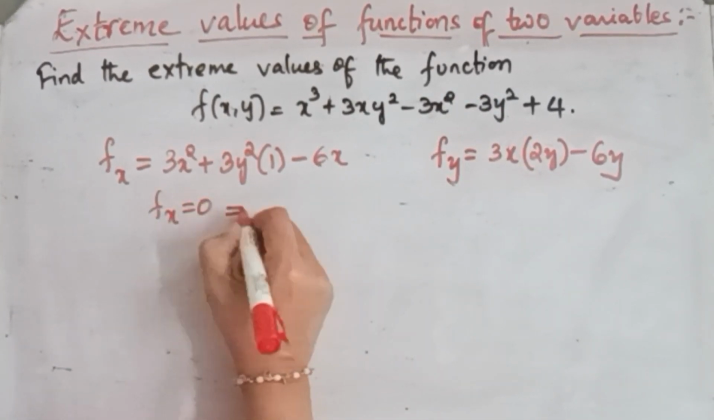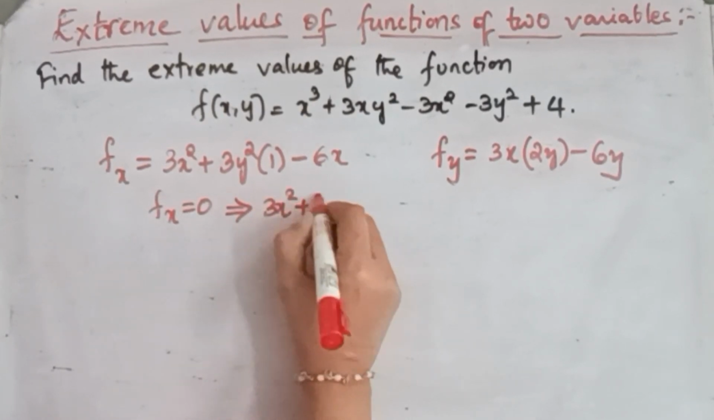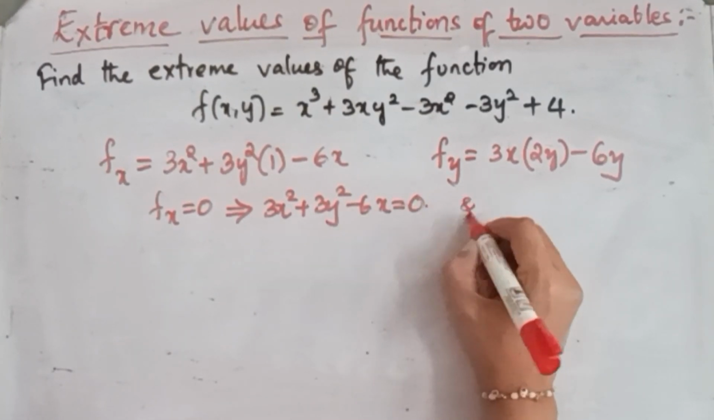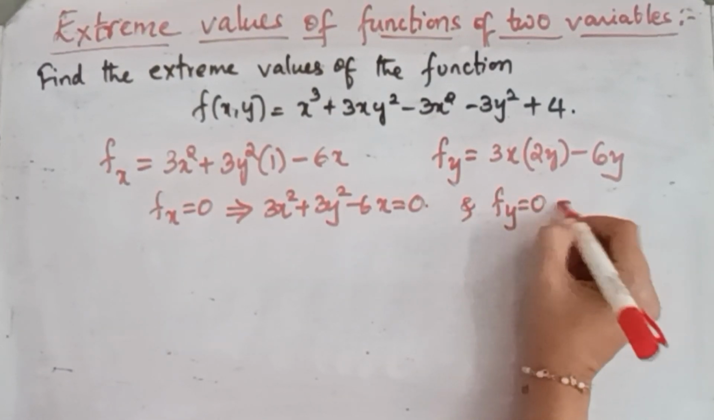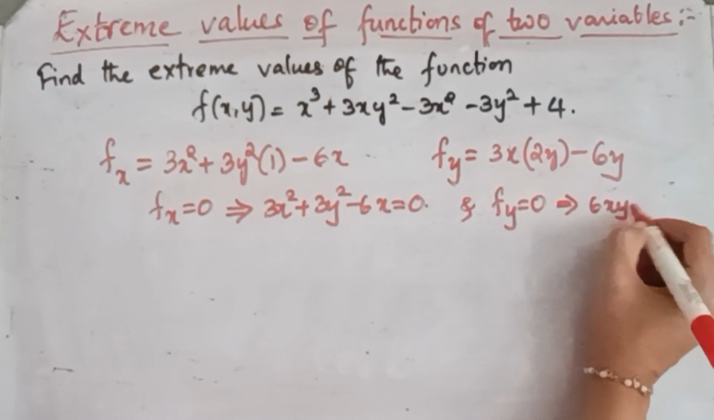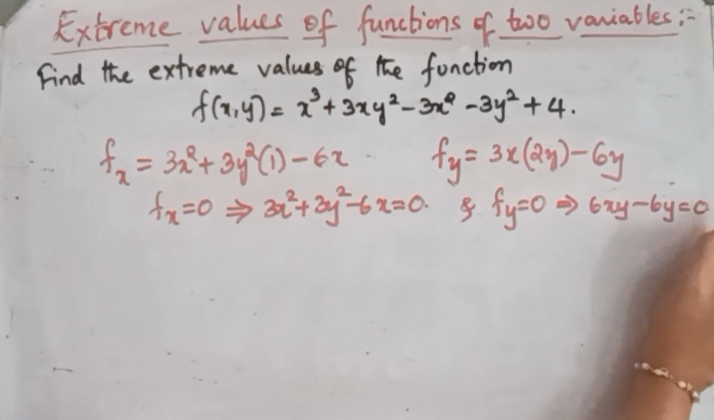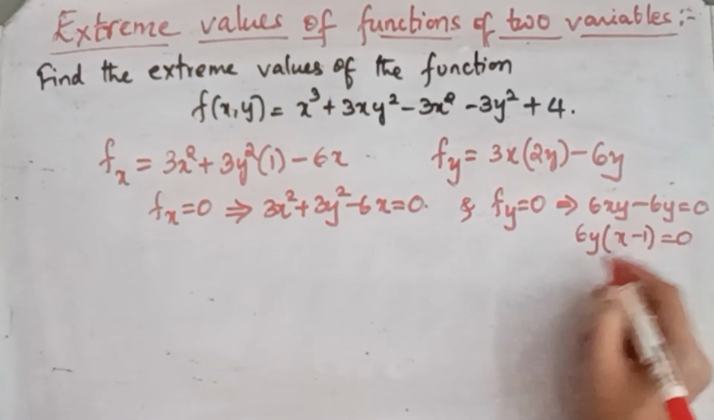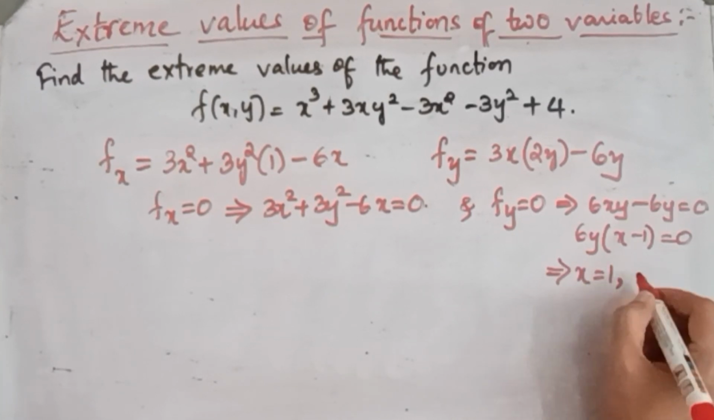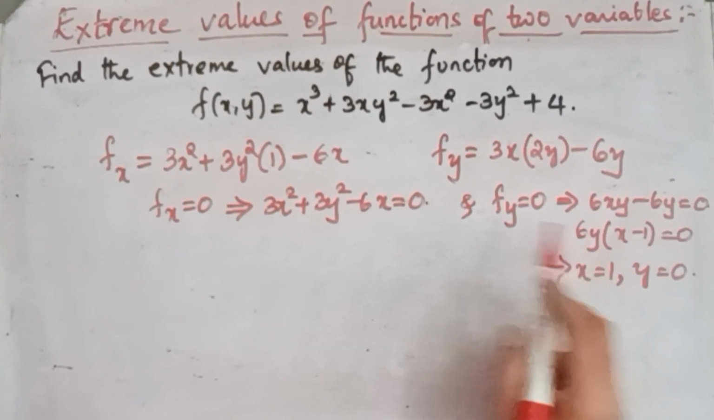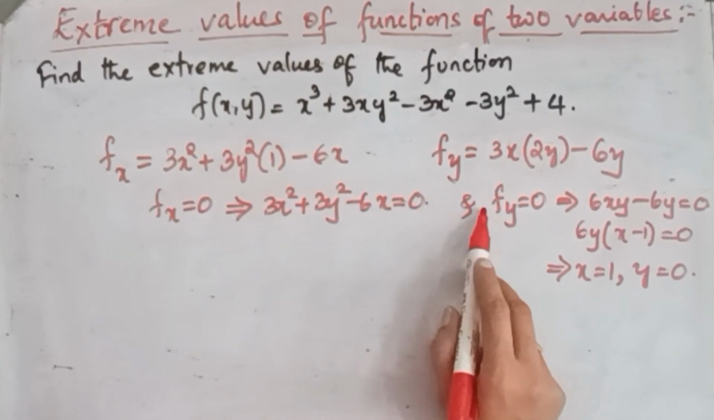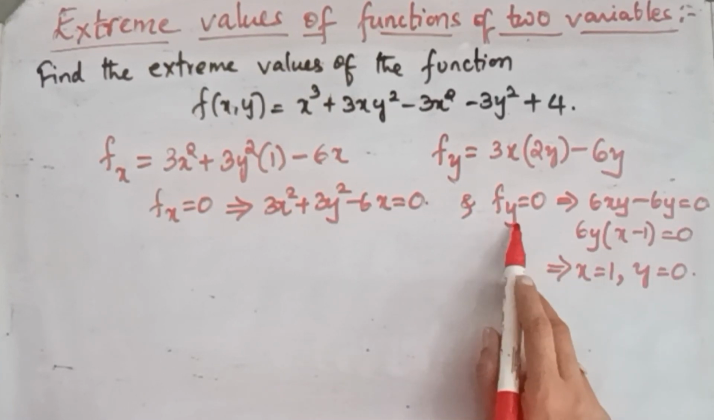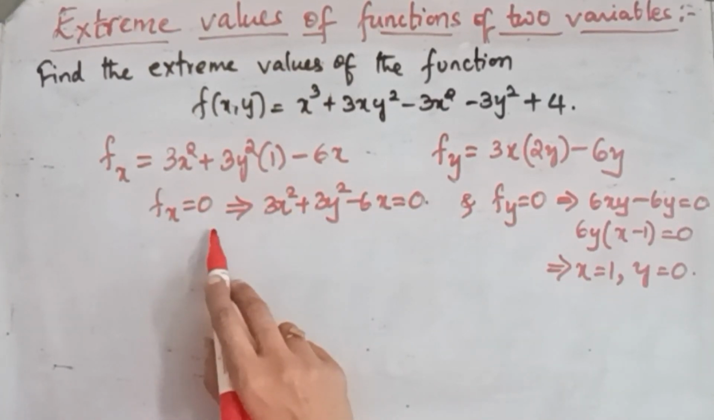fx equal to 0 implies 3x square plus 3y square minus 6x is equal to 0. And similarly, fy equal to 0 implies 6xy minus 6y equal to 0. So from this we get 6y times (x minus 1) equal to 0. This implies x equal to 1 or y equal to 0. Both conditions must be satisfied at a time. Therefore, I got x equal to 1 and y equal to 0 from the second condition. You have to substitute those in this first condition.